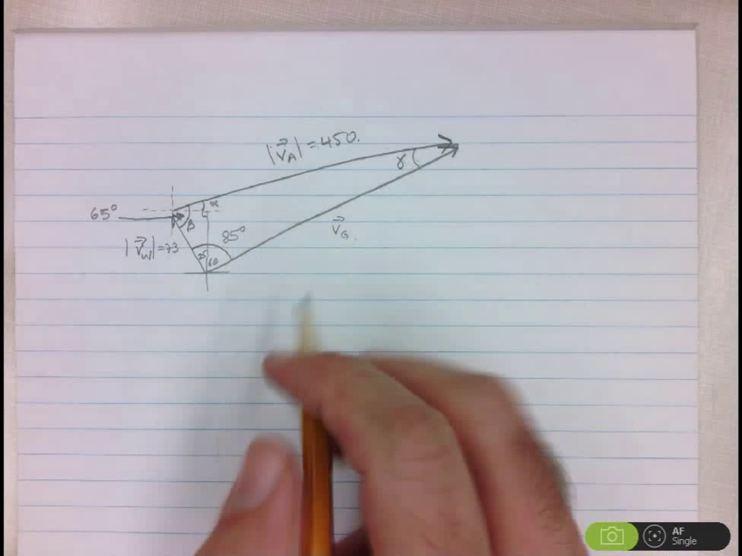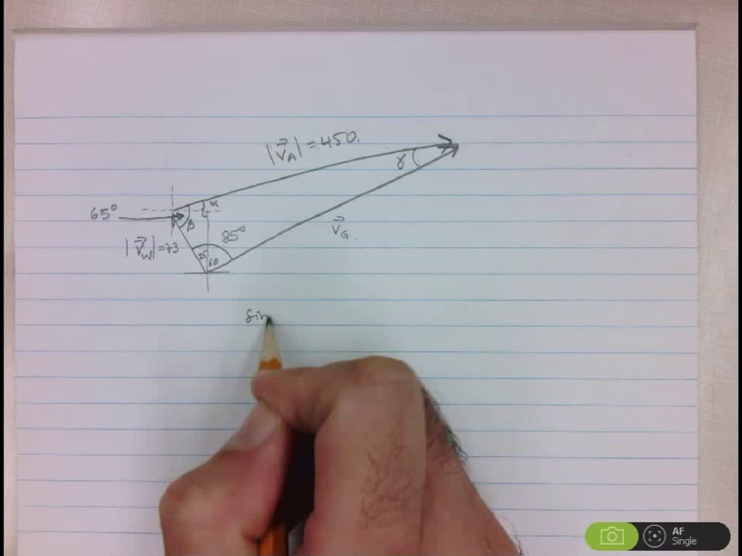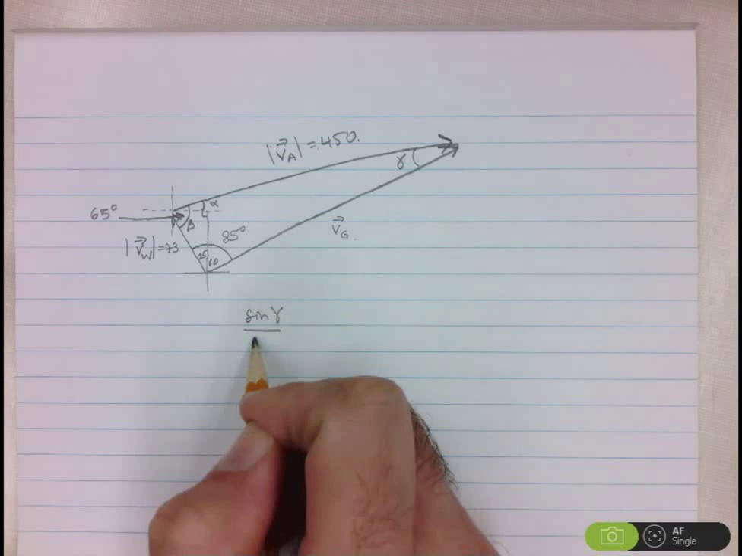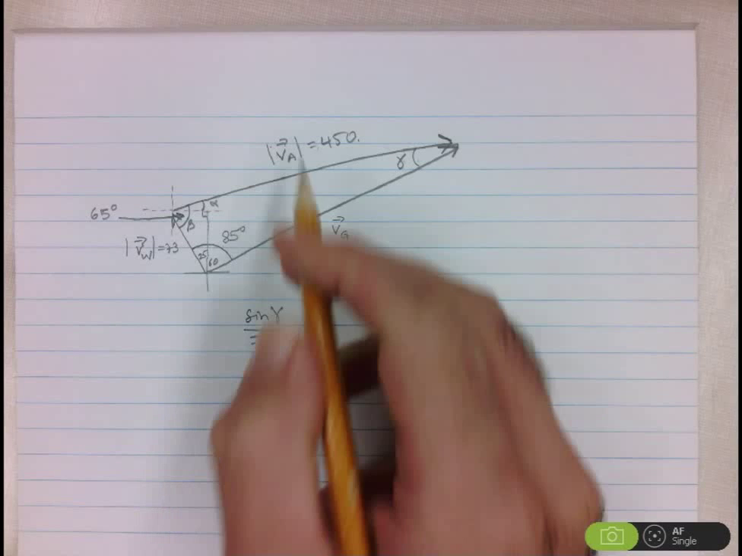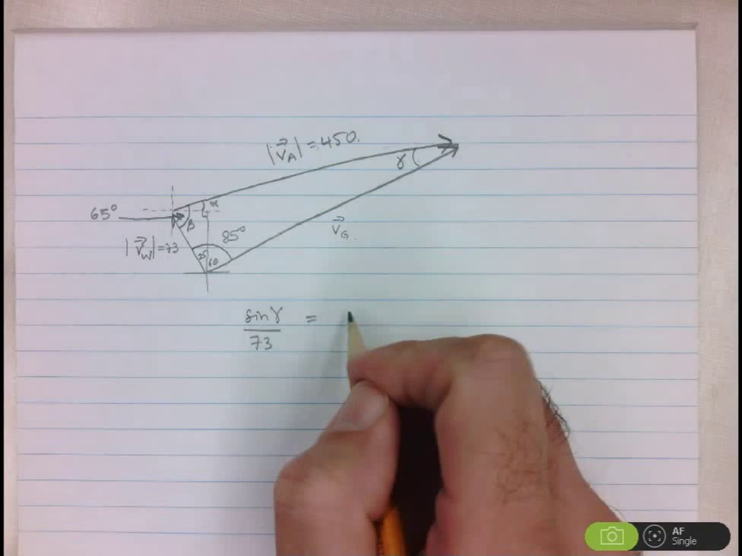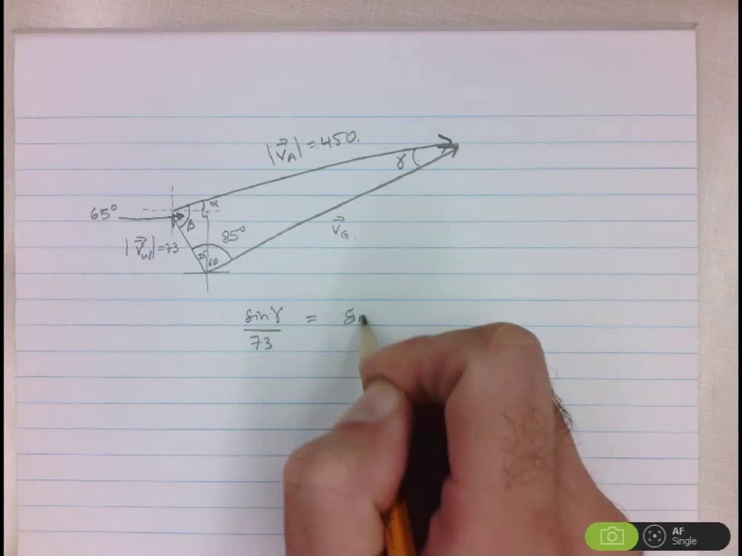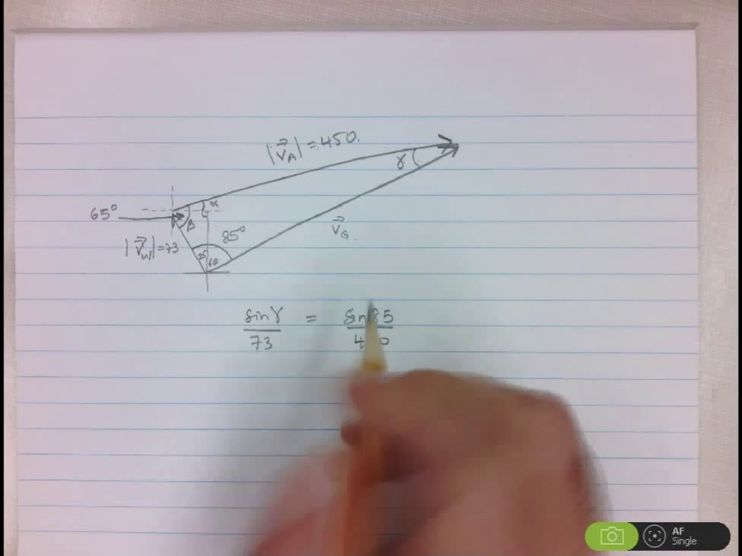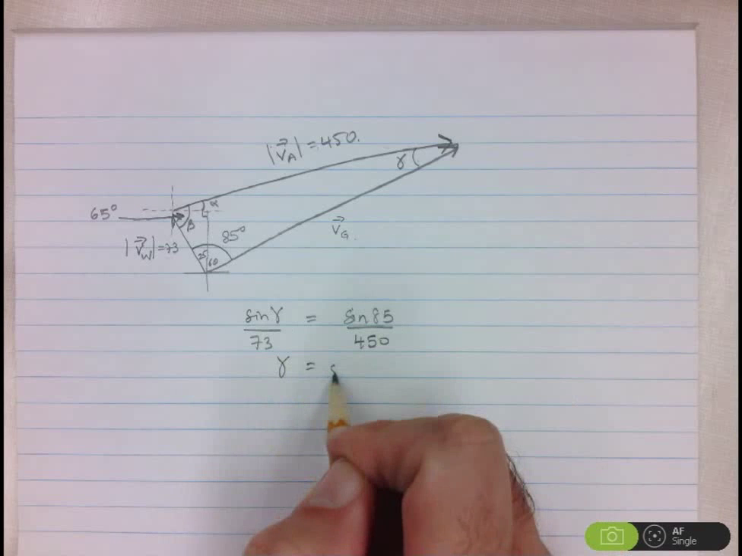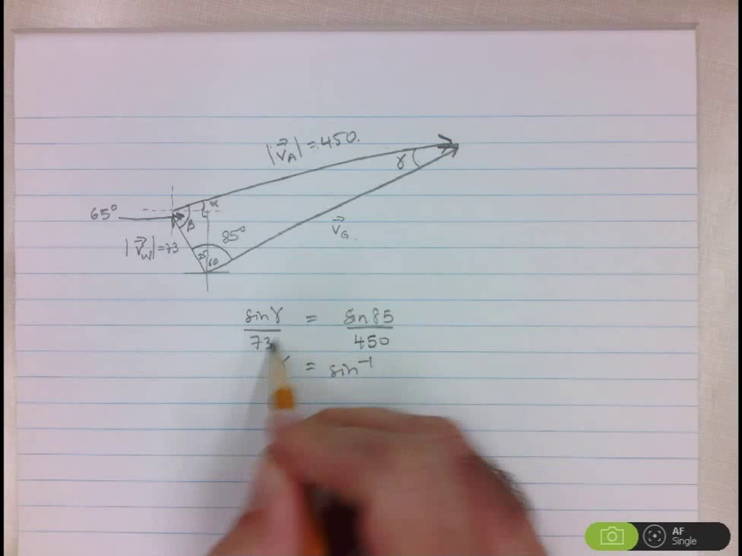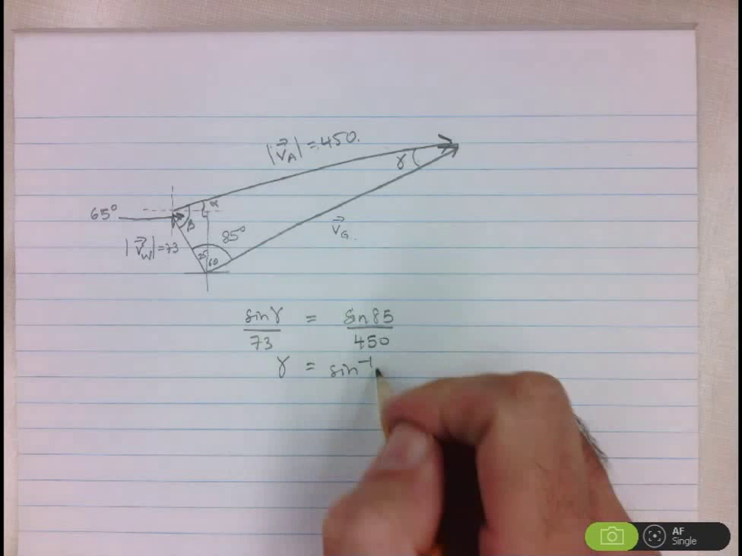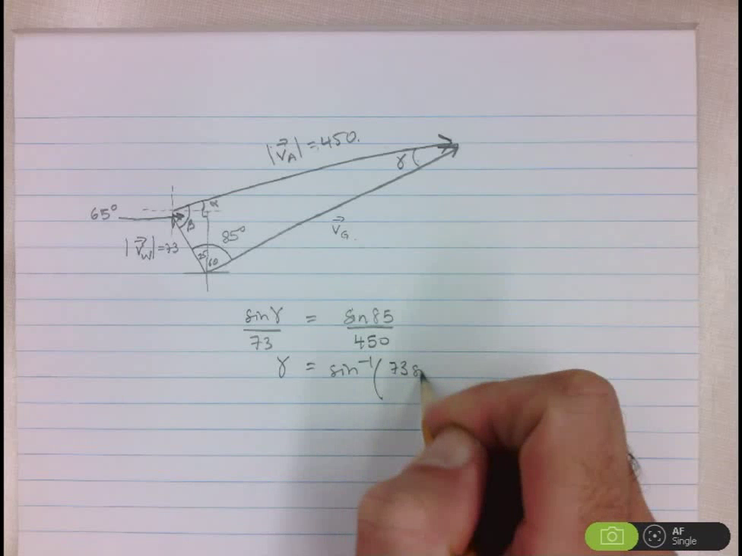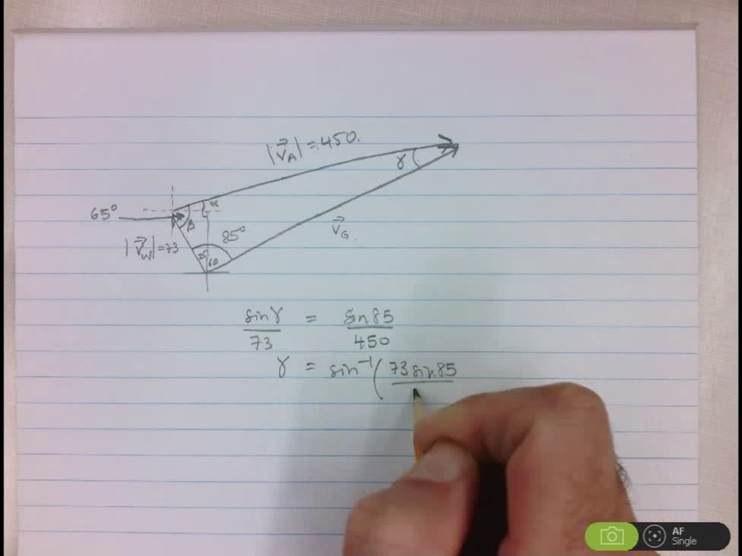Okay, so let's start looking for gamma. So we've got sine of gamma over its opposite side, 73, is equal to, and now we use our known pair, sine of 85 over 450. Okay, so gamma is going to be equal to sine inverse. Okay, and we just bring that 73 to the other side first. So 73 sine 85 over 450.